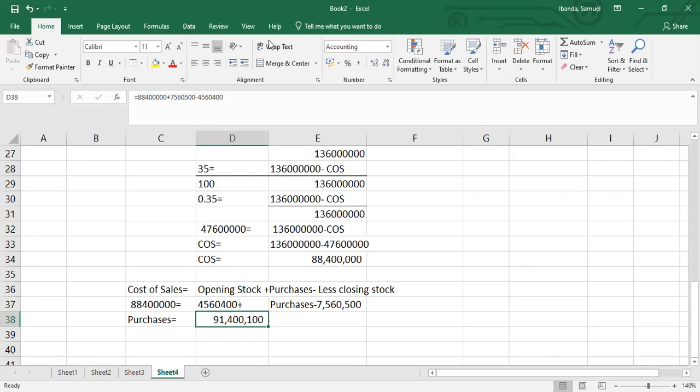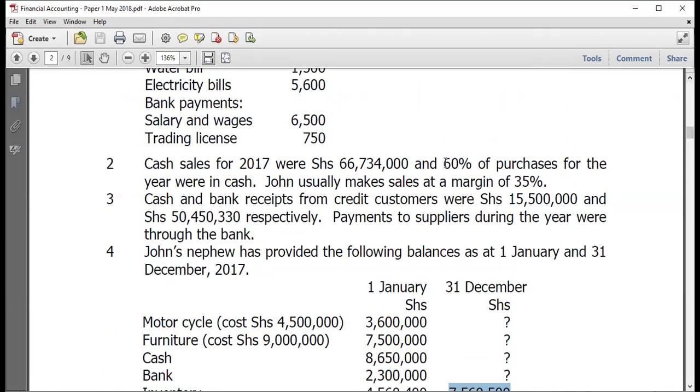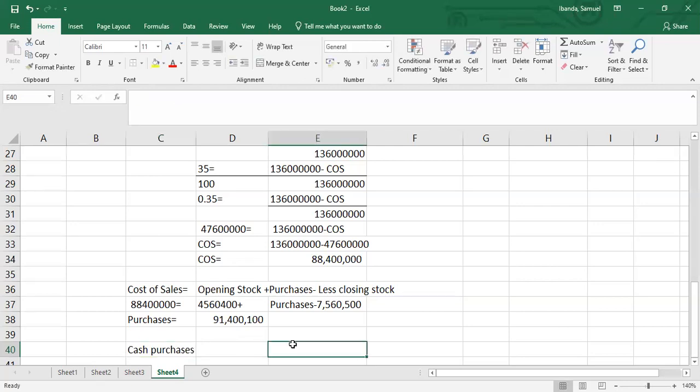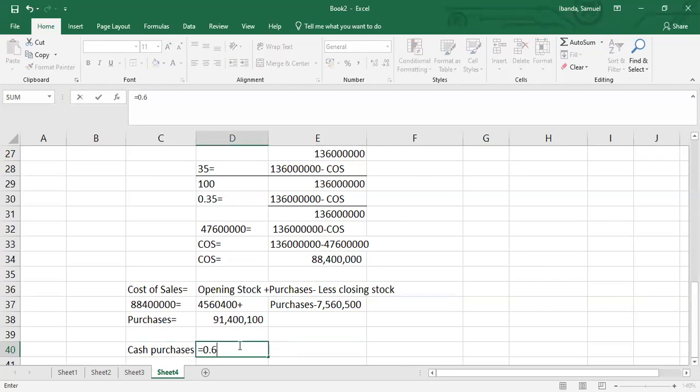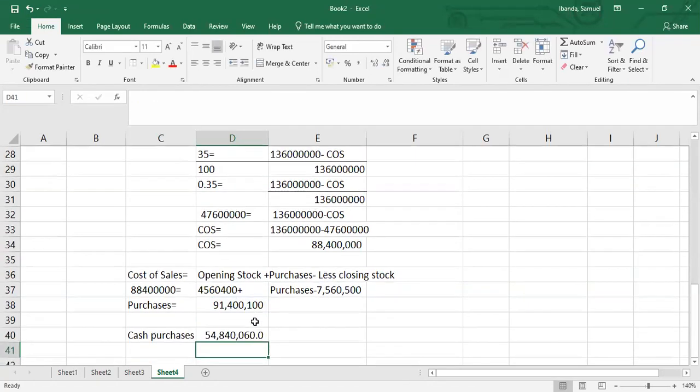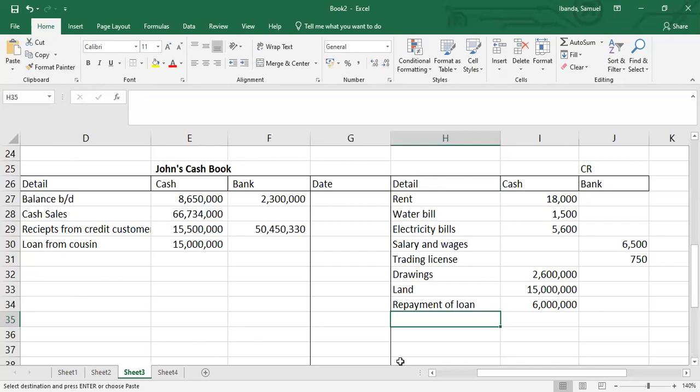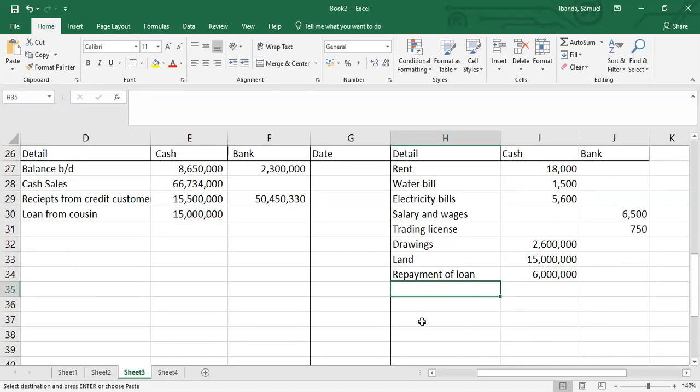So once I have my purchases, mine is to go back here. Remember why I'm looking for my purchases is to determine my cash purchases that I will include in my cash book. So they have told me that 60% of the purchases were for cash. So I'll come and calculate my cash purchases. My cash purchases will equal 60% of this. So 0.6 of my answer right there. It is 54,840,060. So this is the figure that I'm going to put in my cash book. And remember, cash purchases are recorded on the credit side of the cash book. So these are my cash purchases.